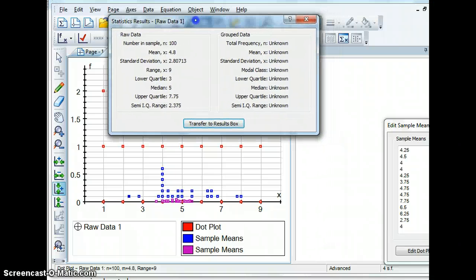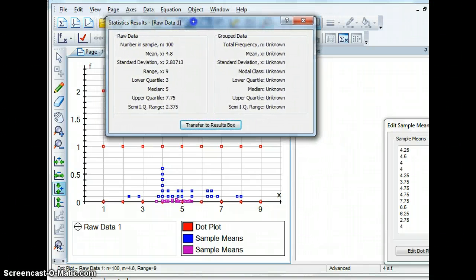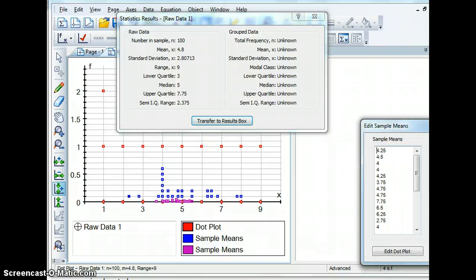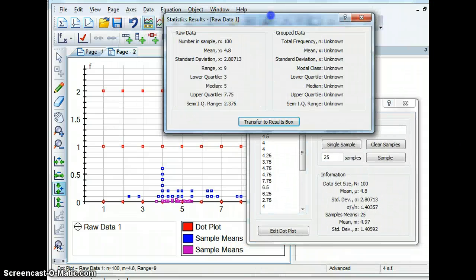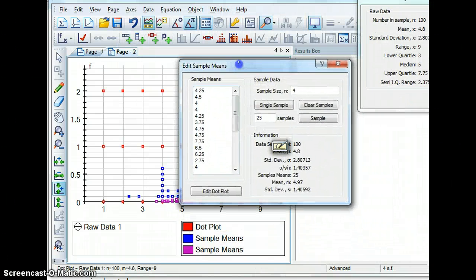Number and sample mean 4.8. I think this is it. Am I reading the right thing here? Oh no, that's about the raw data. Here's about the first thing I took, the sample means. I took a sample size of n equals 4. I took 25 of those samples. So I looked at the first 4 numbers and I found a mean. I looked at the next 4 numbers and I found a mean.